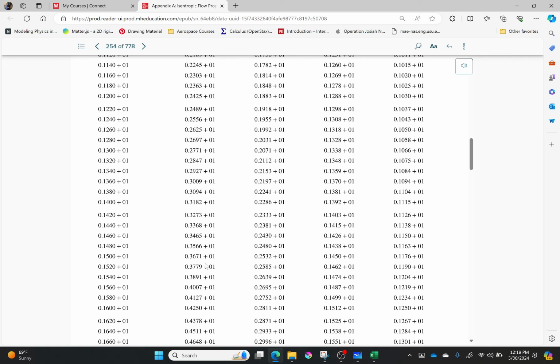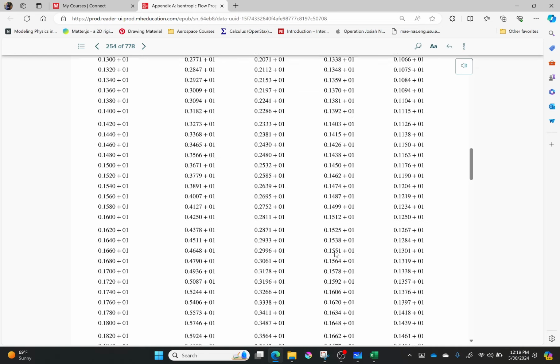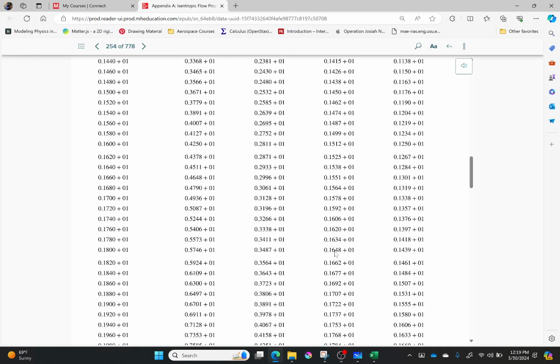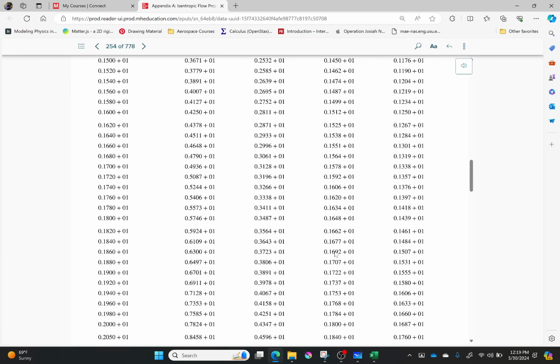So what I get then is that my P01 over P1 is 3.671, and my T01 over T1 is 1.45. If I go down a little bit, I can find it for Mach 2. Can't quite fit it on the same page. Oh, I can. And so I get that my P02 over P2 is 7.824, right there at the bottom, and my T02 over T2 is 1.8.